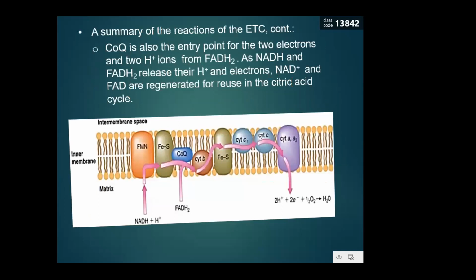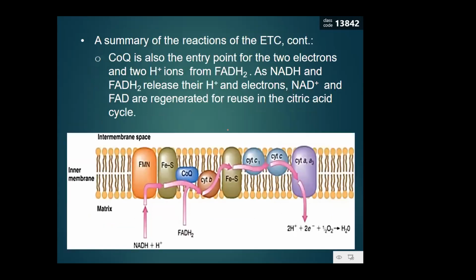After that, ay mag-react siya with, ayan nga, CoQ natin. So dito, sa FADH2 and NADH, parehas silang papasok, no, doon sa CoQ natin. So ano mangyayari dyan pagpasok nila sa CoQ? Ang mangyayari dyan, marirelease yung hydrogens and electrons. Okay? So pag na-release yung hydrogen and electrons, matatanggal na kay NADH yung H niya. So magiging NAD+ na siya. Diba? So that NAD+ ulit, gagamitin siya.